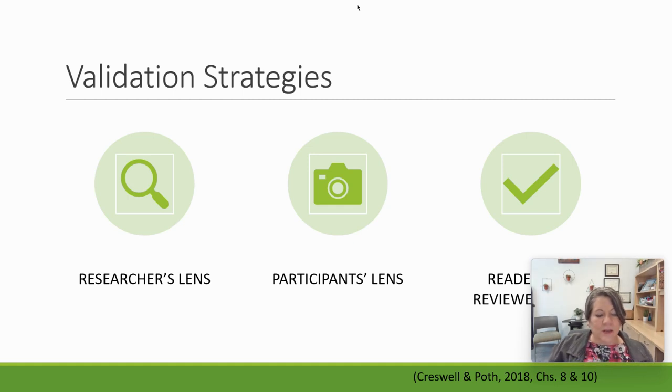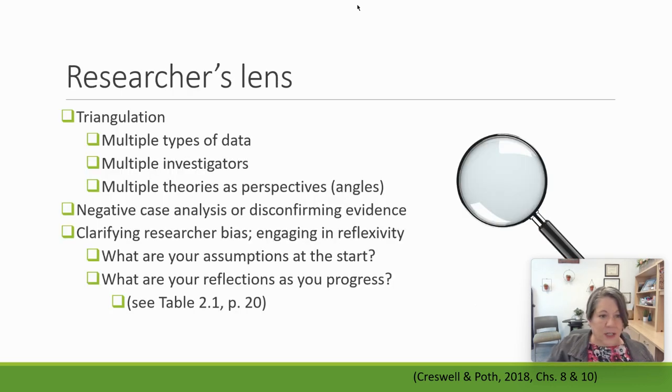So what are some of the validation strategies? What do these look like in qualitative data? We're looking at them from the researcher's lens, the participant's lens, and the reader's or the reviewer's lens. So we're clumping our validation strategies, or our trustworthiness strategies, according to these three lenses. Let's talk about the researcher's lens.